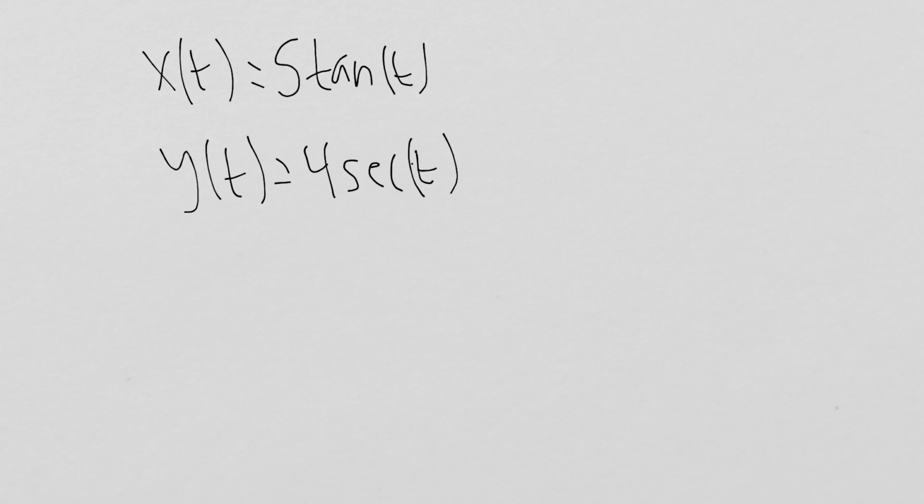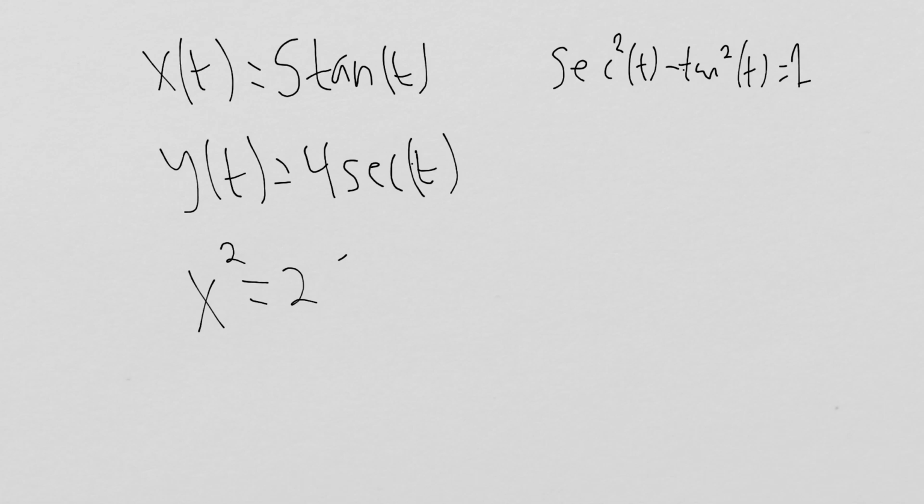Similarly, we want to use another trig identity, secant squared t minus tangent squared t is equal to 1. So again, we have a tangent and a secant here, but we need to square them so that we can use that identity. So we get x squared equals 25 tan squared t, and we get y squared equals 16 sec squared t.